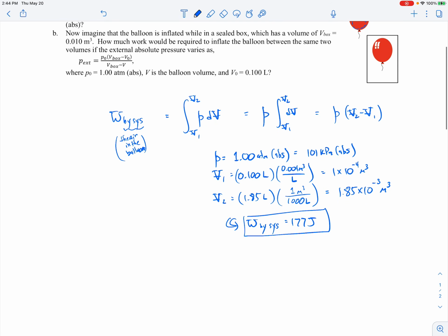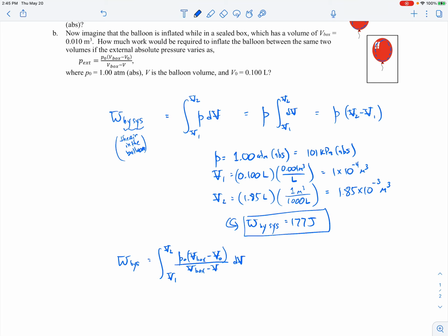Now for part B, we now have the balloon in the box, and we still have the same kind of system here. But in this case, the pressure is varying. So to find the pressure work, we still start with the same equation here, but the pressure now varies with the volume. So it's still PDV work, but now I'm going to substitute in for the expression for pressure. Okay, so that's what our expression looks like.